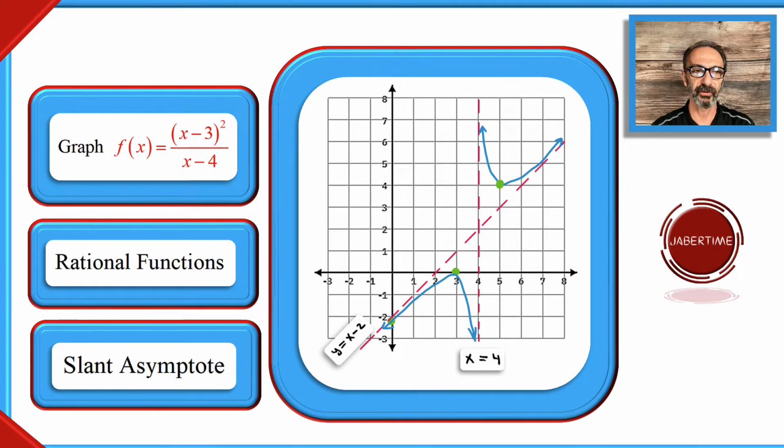Today we're going to go over a rational functions example given up here, and the focus will be on the slant asymptote. It's not a vertical asymptote, it's not a horizontal asymptote, it's a line with a slope different than 0 or undefined. Let's get started.